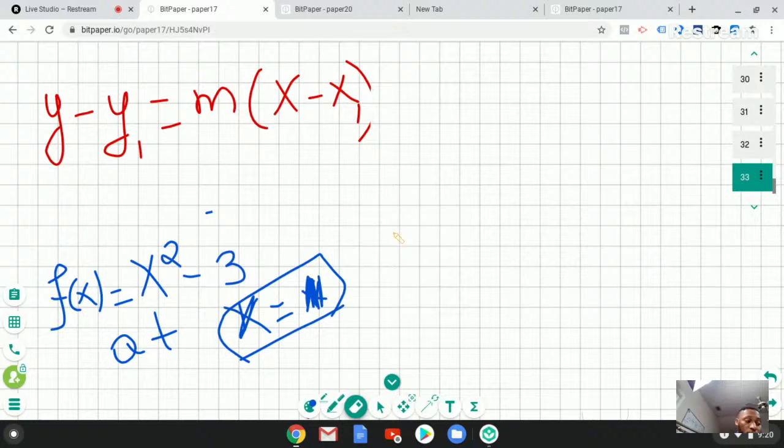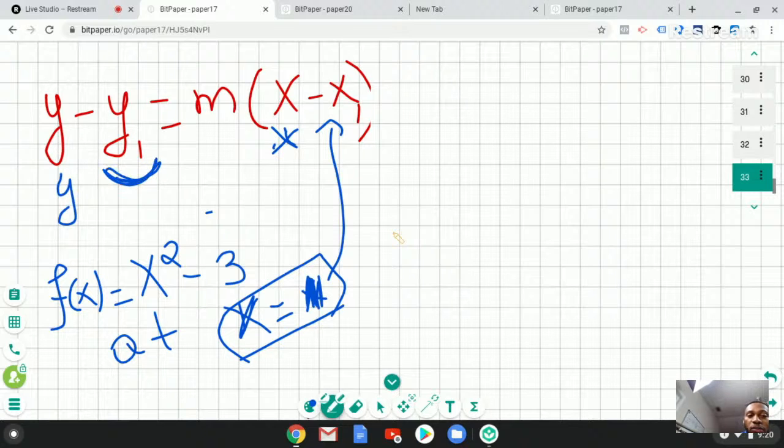So the first thing that you do is, let me see what I have. The point x is equal to 1, I know that, and that's what we call x1. X is a variable, y is another variable. Now what I don't have is y1, and I also don't have the slope m.